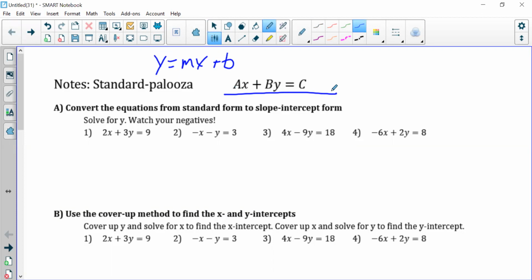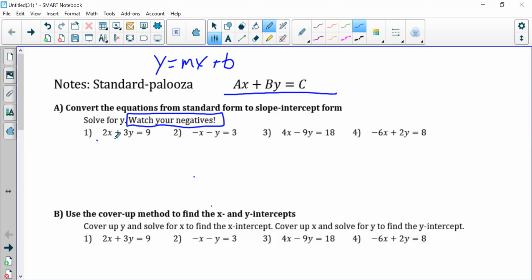We're going to be doing a lot with this today, specifically with how it relates to graphing and how to convert from one form to the other. So let's get started. A says convert the equations from standard form to slope-intercept form. All right, we've done this. The biggest thing we're going to do today, besides just converting back and forth, is pay attention, watch your negatives. All right, so let's jump in with example number 1.